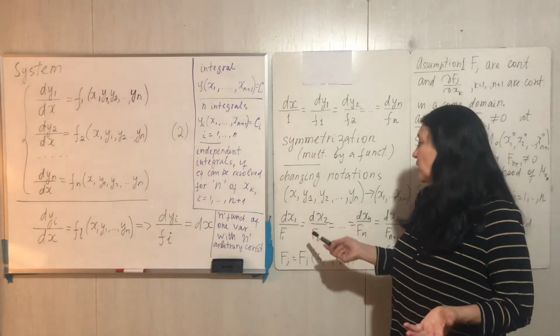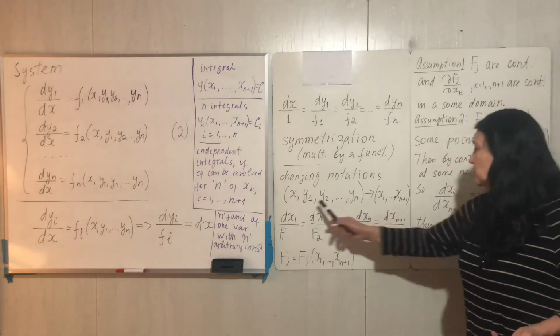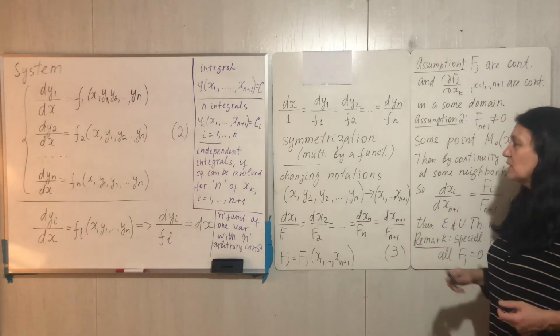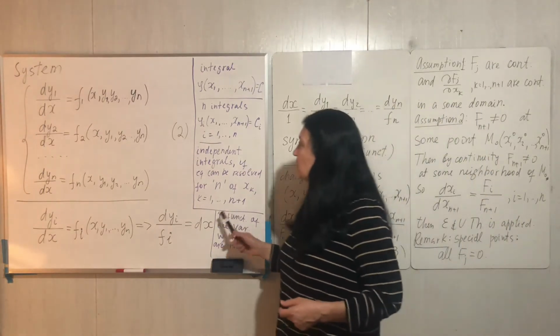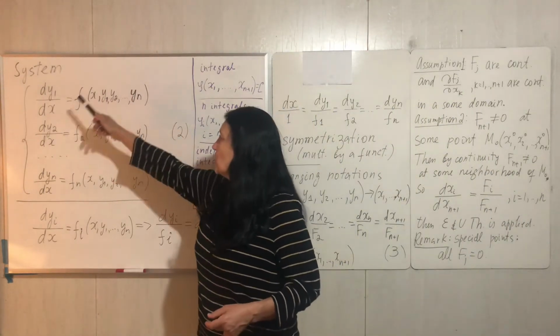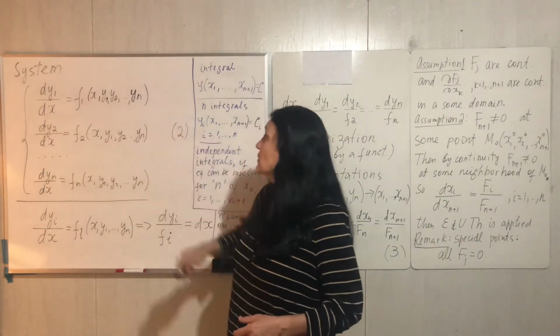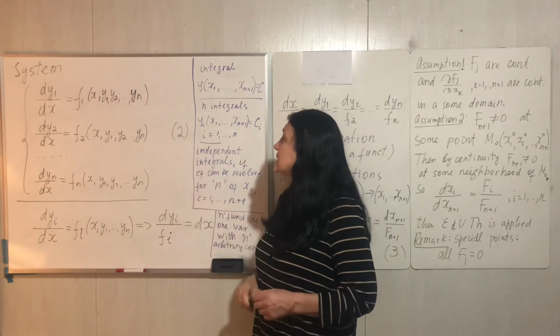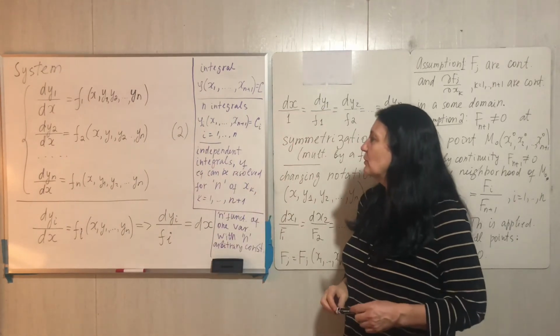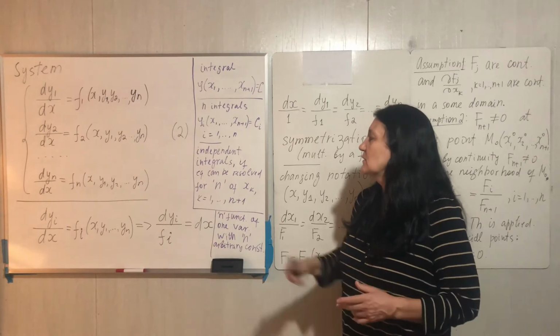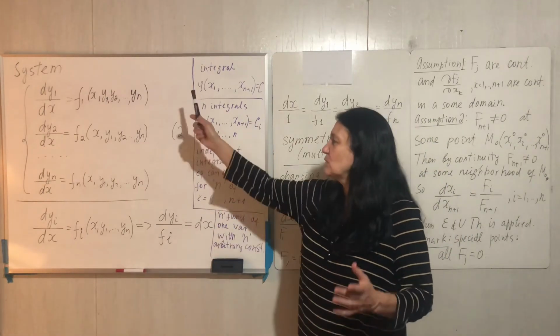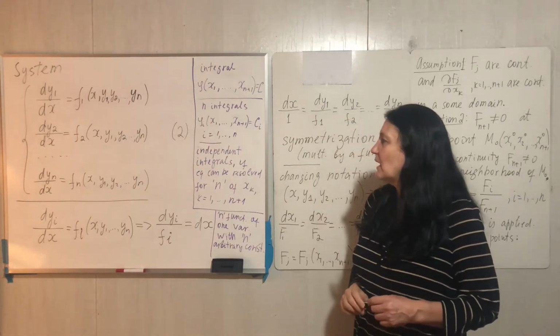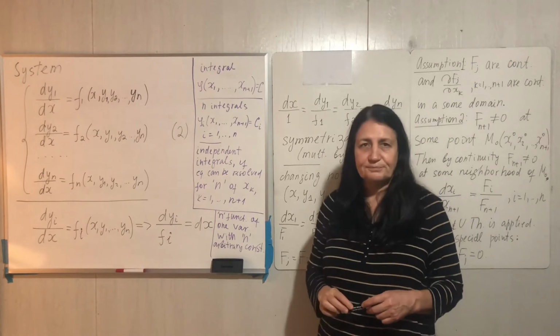So the situation with the solution to this equation, equation 3, will be the same as the situation with the general solution to our system of ODEs 2, right? The general solution had arbitrary constants.